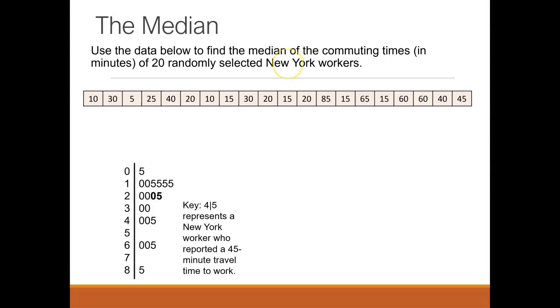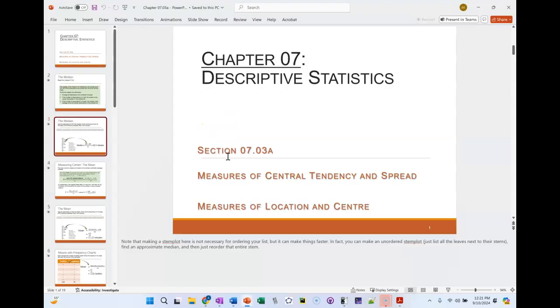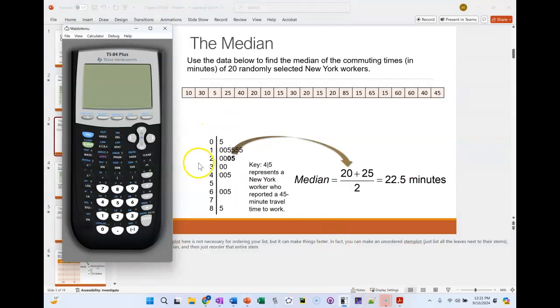Now you could arrange this like in a stem plot where it's arranged from smallest to biggest and kind of count to the middle. I would never do it this way in practice. In practice, I'm doing this on my calculator. So I'm going to take out my graphing calculator.